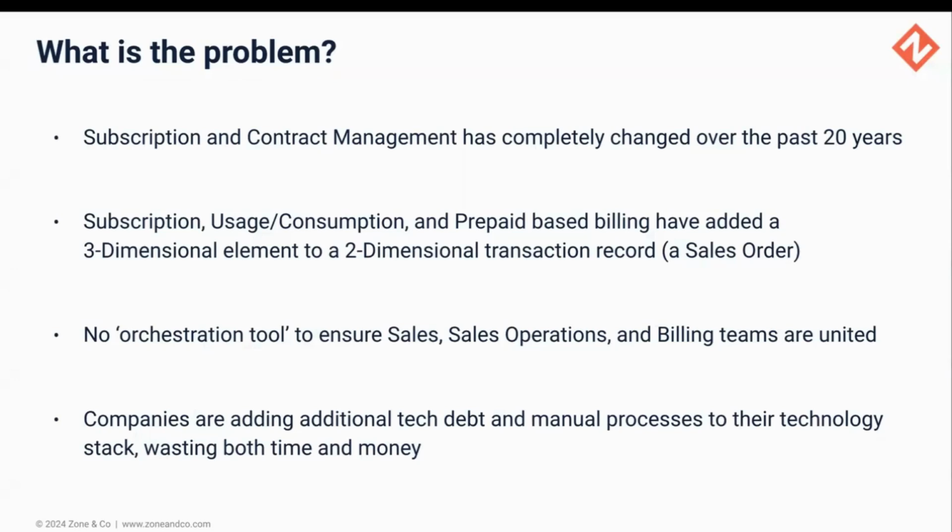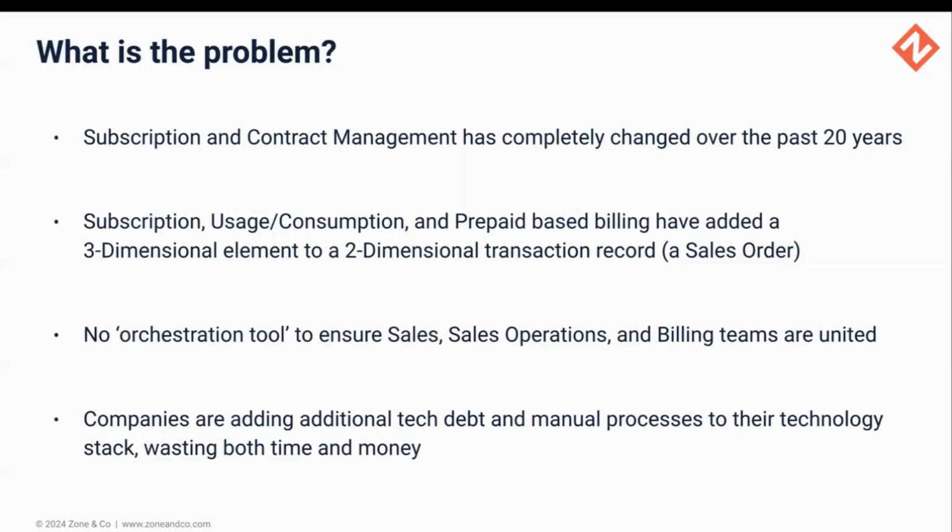Over the past 15 to 20 years, subscription and contract management have completely changed, from the way that contracts are constructed to the variables that can be set up for each customer, from standard fixed recurring subscriptions to usage or consumption-based billing, and even doing things like allowing prepayments and credits and drawing down from a bucket or a dollar value. And it's really become clear that a 2-dimensional record, like a sales order in NetSuite, is not going to be adequate to handle a 3-dimensional contract.